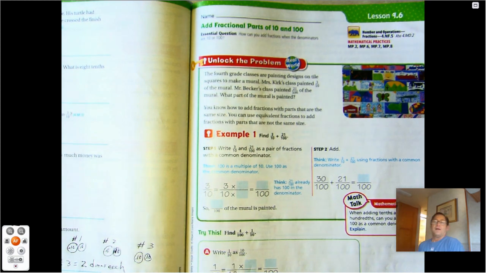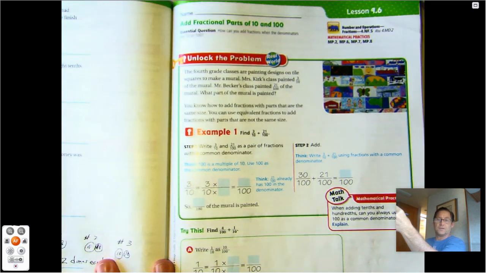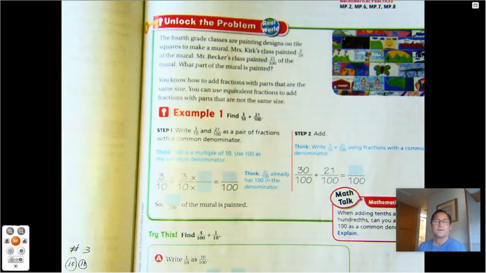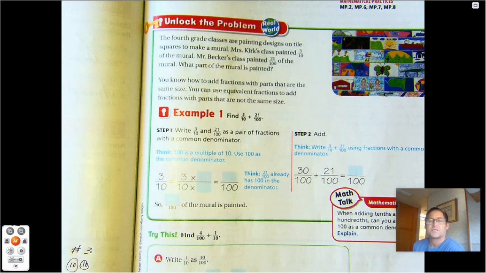Good morning. Today we're working on lesson 9.6, add fractional parts of 10 and 100. And so let's look at our first unlock the problem. We're on page 381. The fourth grade classes are painting designs on tile squares to make a mural. Mrs. Kirk's class painted 3/10 of the mural. Mr. Becker's class painted 21/100ths of the mural. What part of the mural is painted?